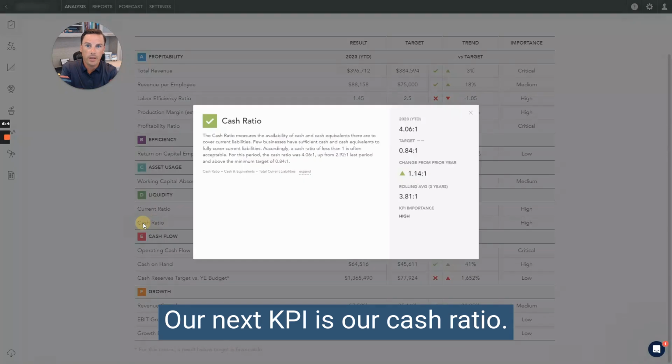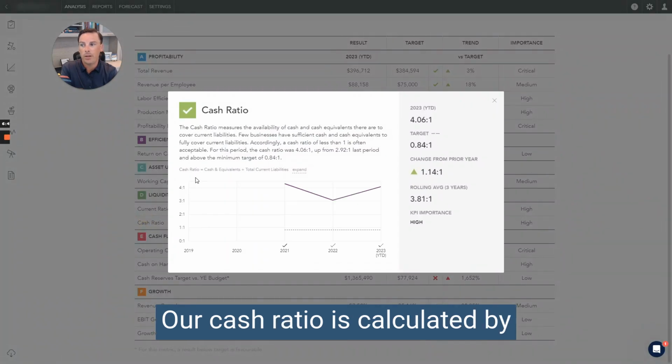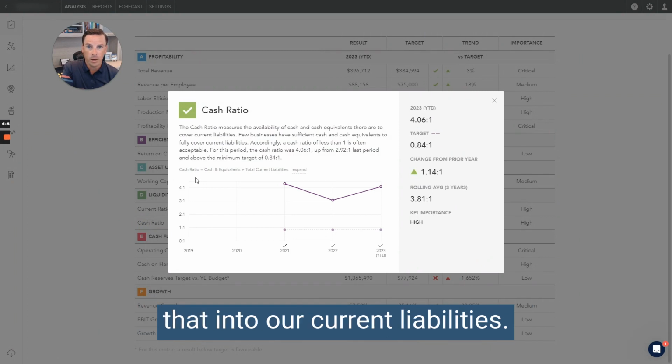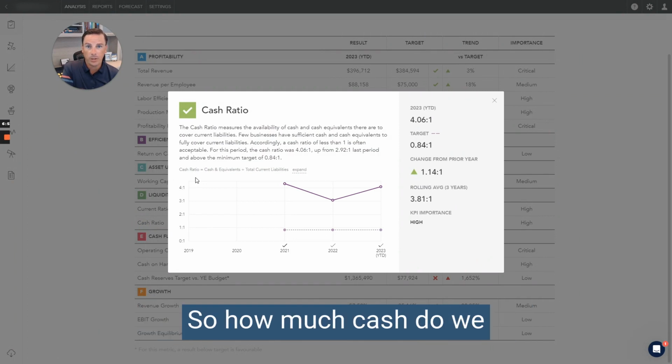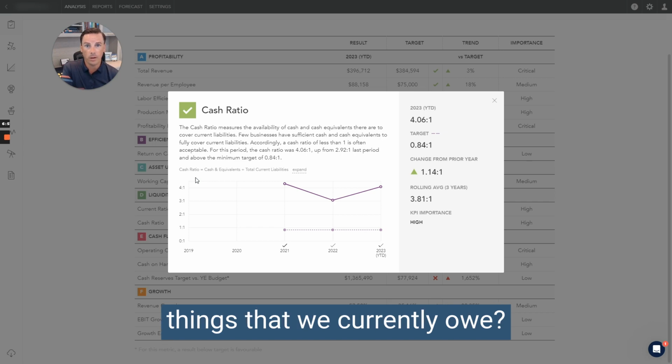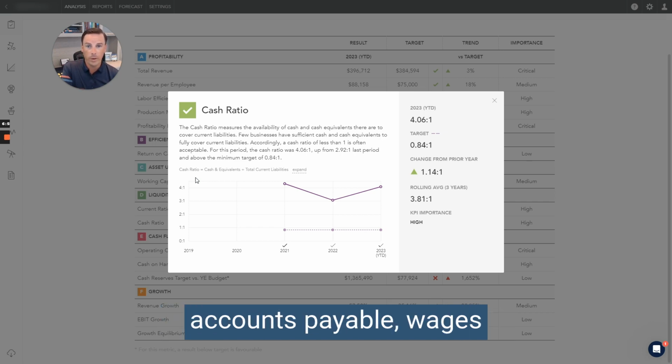Our next KPI is our cash ratio. Our cash ratio is calculated by taking our cash and then dividing that into our current liabilities. So how much cash do we have in order to pay for the things that we currently owe? Generally going to be accounts payable, wages payable, things like that.